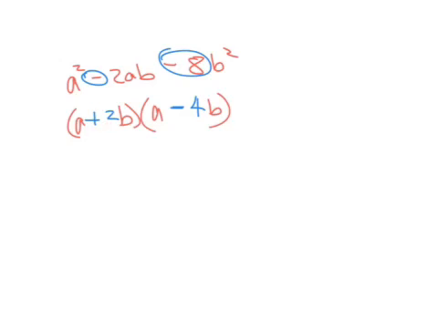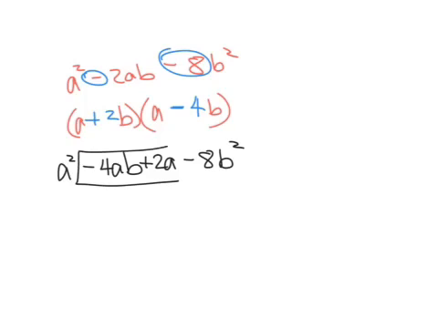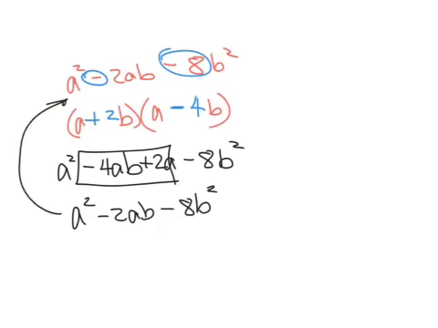And let's do the FOIL method to see if that's right. First, outside, inside, and last. These added up. And that gives me that right there.